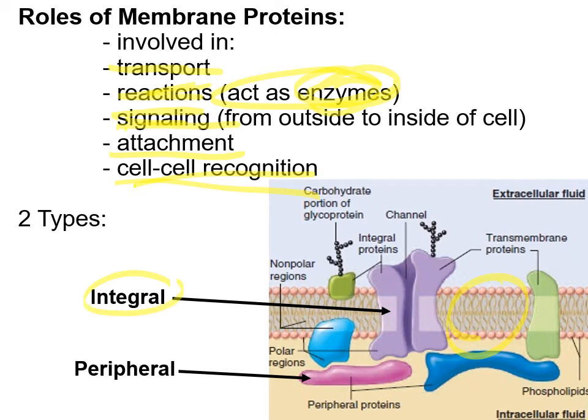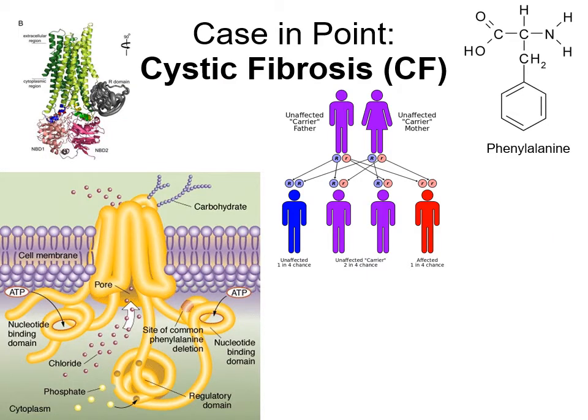So we can say integral, which are ones that are within the actual phospholipid bilayer. They could be crossing the phospholipid bilayer or just sort of stuck in it. And then we also have peripheral ones that are on one side of the phospholipid bilayer. So an example of a particular protein that is found within the phospholipid bilayer is this transport protein here.